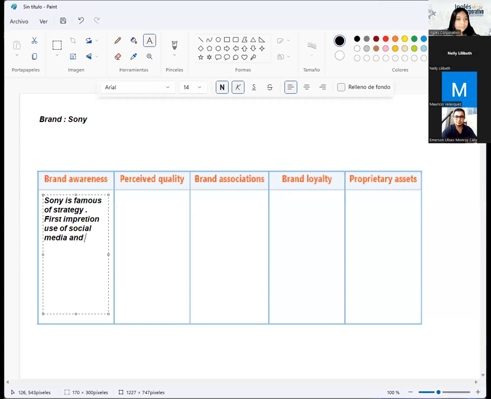Use radio. ¿Cómo se llaman los rótulos que ponen en la carretera? Billboard. Ok. And use the brand. Brand. Brand. Muy conocida.